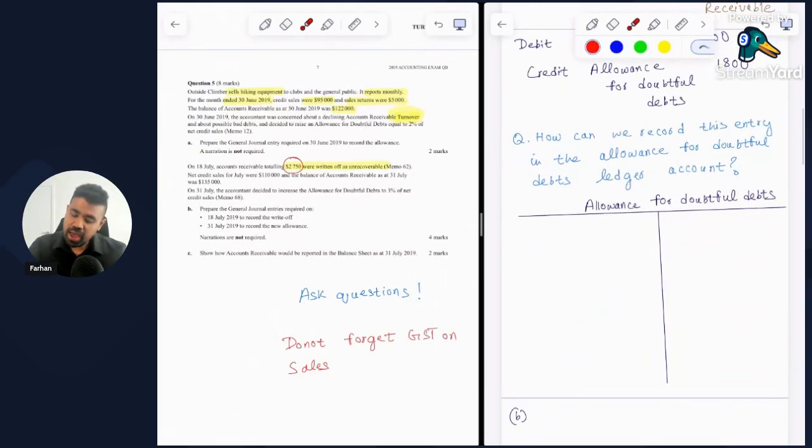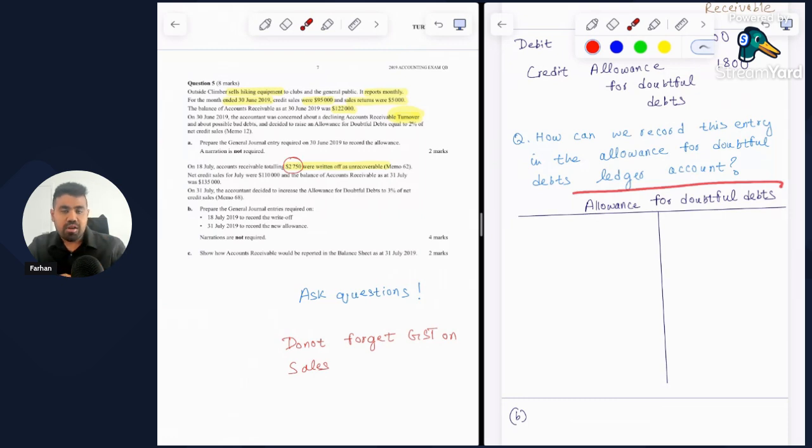So here I have an outline for the allowance for doubtful debts account. Now, allowance for doubtful debts account, as we have already discussed, is a contra asset account. And what is a contra asset account? A contra asset account tracks the reduction for a relevant asset account. Now, the relevant asset account in this case is the accounts receivable, which by default should have an opening balance on the debit side.